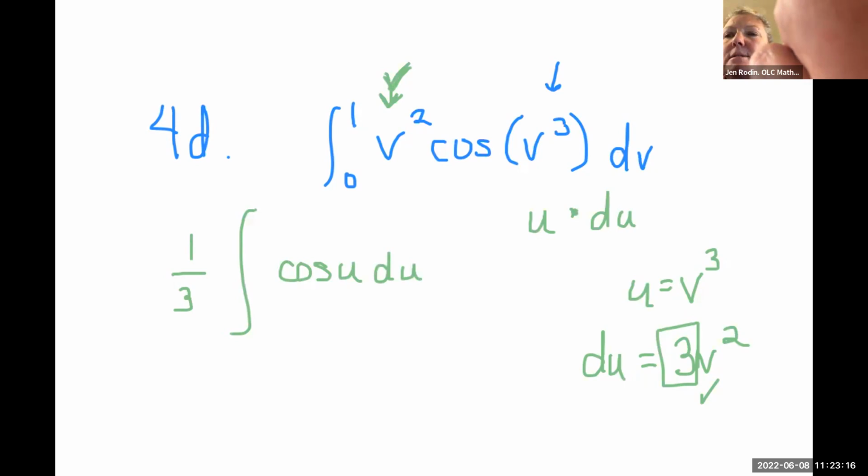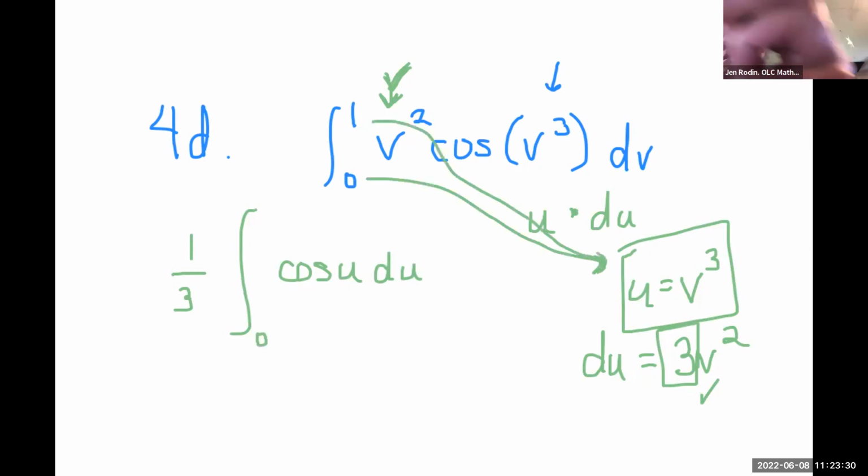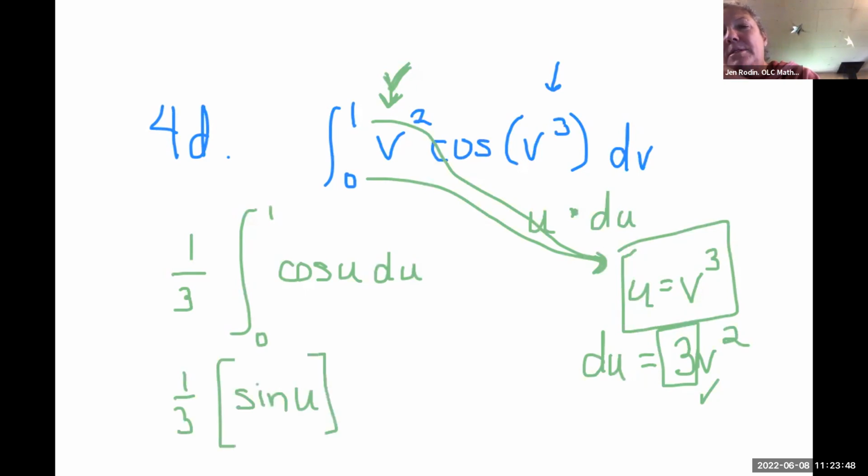And that's it. Now, if u was v to the third, we can change our limits of integration. 0 to the third is 0, and 1 to the third is 1. So hey, they stay the same. So there we go. Now, the integral of cosine, that's the one that stays, it keeps the sign. So it's going to be 1/3 sine u from 0 to 1.